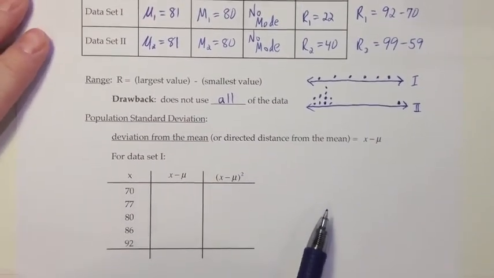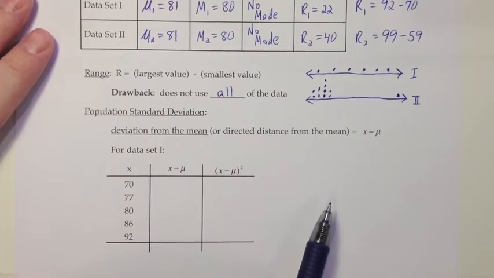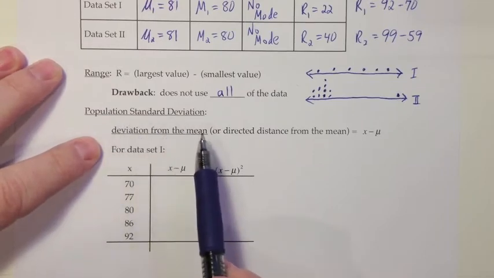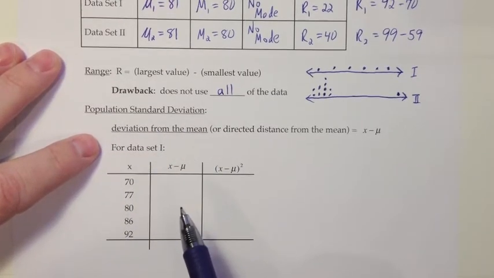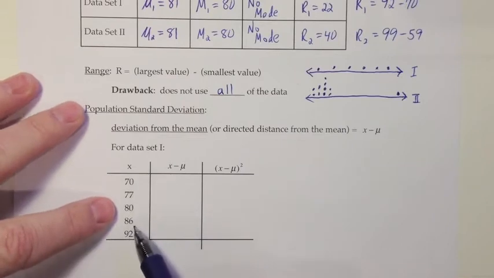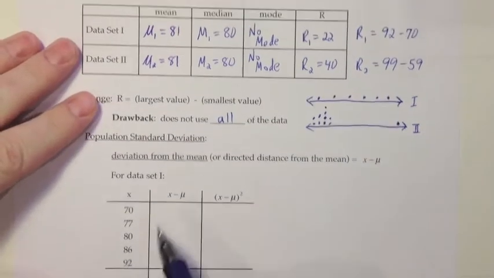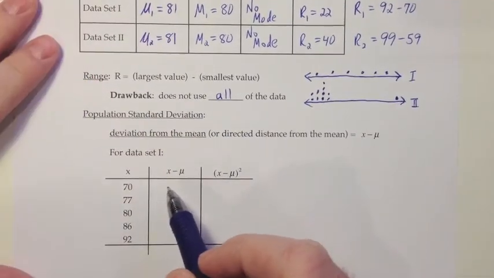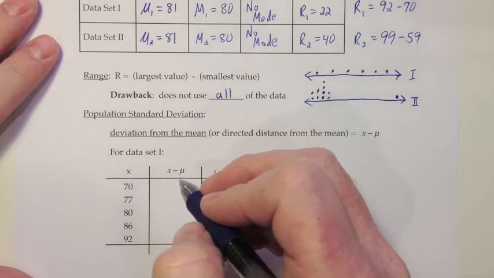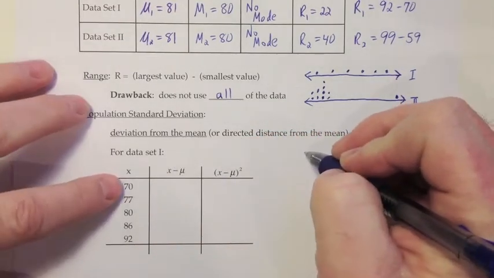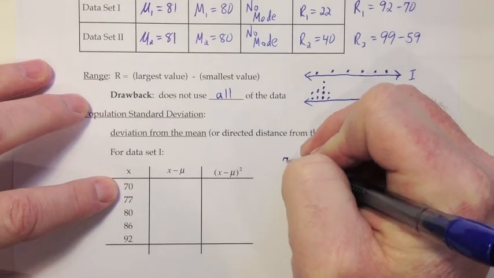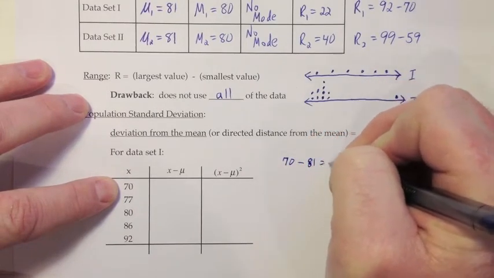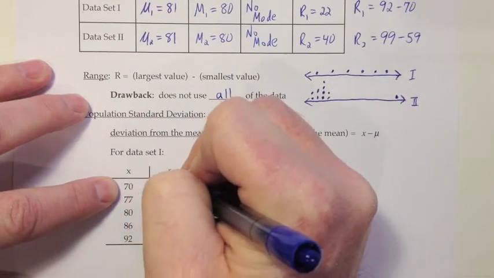I'm going to walk you through how to build this, and then we'll write the formulas down afterwards. If you're trying to find the population standard deviation, you want to start by finding the deviation for all of your x values. We're working with data set 1 here, and for both these data sets we had a mean of 81. So when we do our deviations, we're just taking each x value and subtracting that 81. So for this first line, x is 70, minus the mean, 81, and I'd get negative 11, and that would go in this first spot.